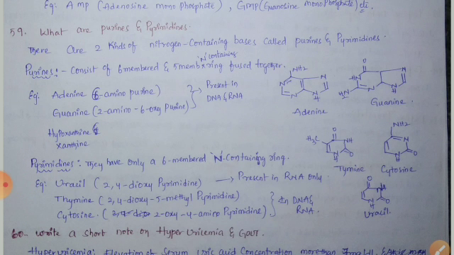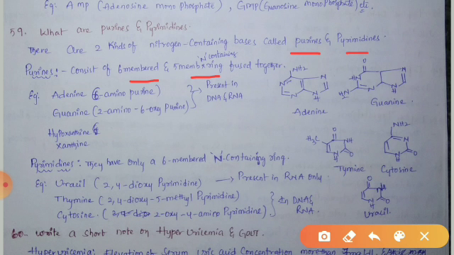What are purines and pyrimidines? These are two kinds of nitrogen containing bases. Purines consist of a 6-membered nucleus and a 5-membered nucleus, which contain nitrogen, and the rings are fused together. Examples are adenine, guanine. Hypoxanthine, xanthine also come under the purines category.